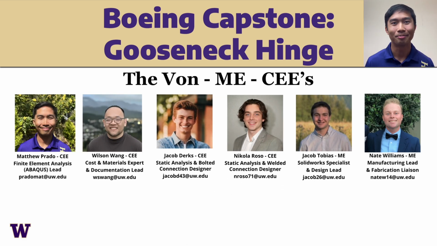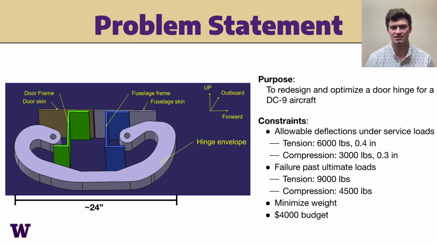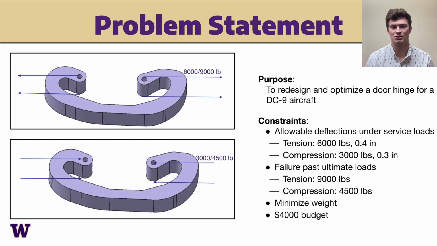And I'm Matt Prado. For our project, we were tasked with redesigning a gooseneck style hinge intended for the door of a DC-9 aircraft. We were given a maximum volume that needed to stay within. Additionally, we needed to ensure that our design would be able to stay within allowable deflection limits under both compressive and tensile loading. Specifically, our hinge could deform by no more than 0.4 inches under a 6,000 pound tensile load or by 0.3 inches under a 3,000 pound compressive load.